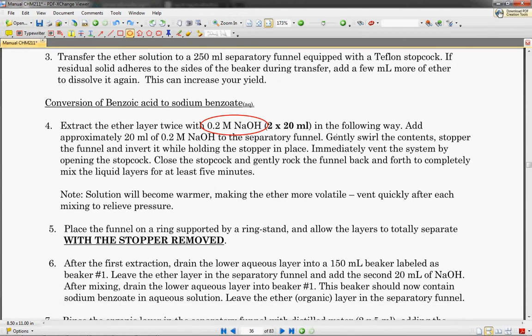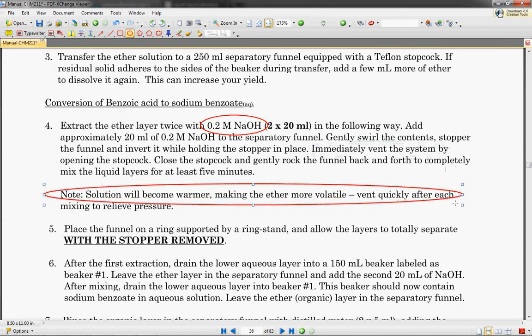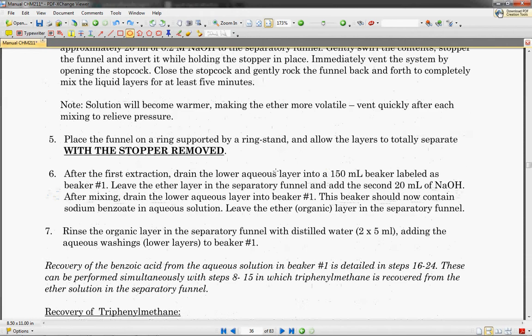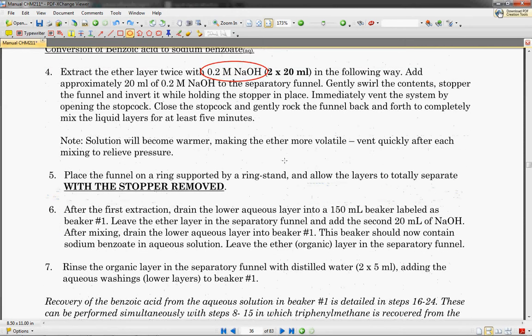And then you'll mix it. And when you mix it, you have to be careful, because see here it says immediately vent the system by opening the stopcock. The reason you want to do that is right here, that the solution, after you mix it, will become warmer and make the ether more volatile. So that just means that it's going to expand into a gas very quickly, and if you don't open the stopcock quickly, your glass will explode. And you'll get ether everywhere, and hopefully you won't get cut.